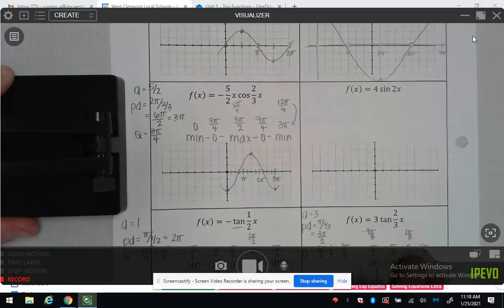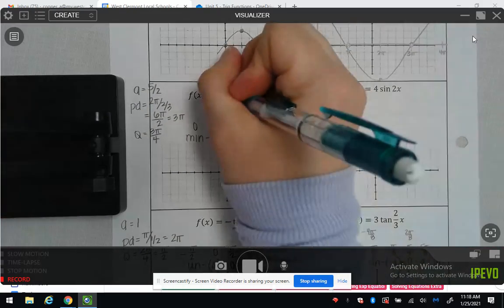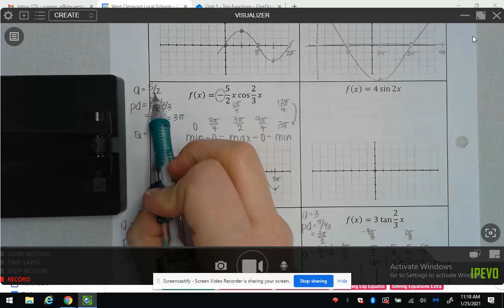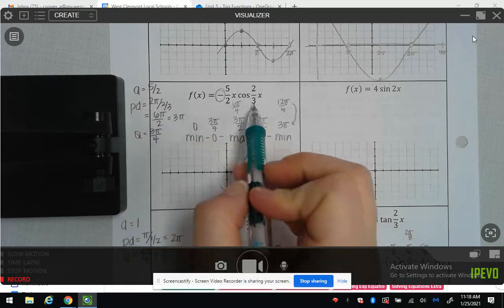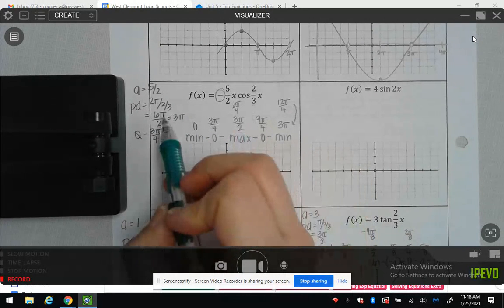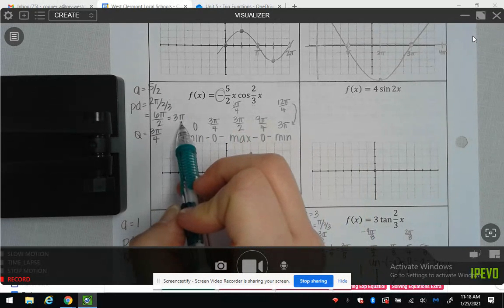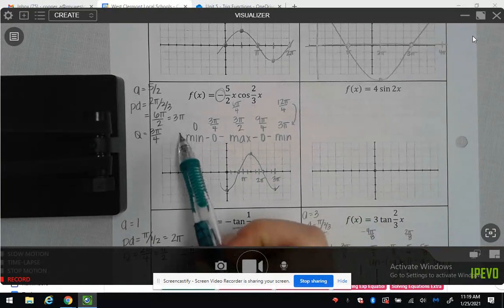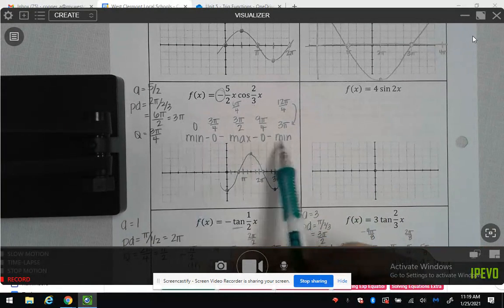Now this next one, this third one's a little bit trickier because you have this negative sign. We'll deal with that in a second. Amplitude is 5/2, remember absolute value. Period is 2 pi divided by 2/3, which is the same as 6 pi over 2, which is 3 pi. Your quad is 3 pi over 4, period divided by 4 every single time.